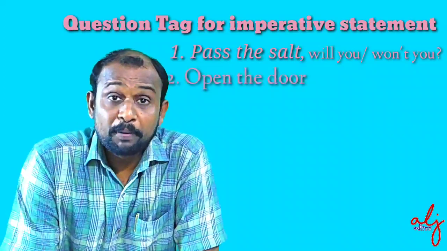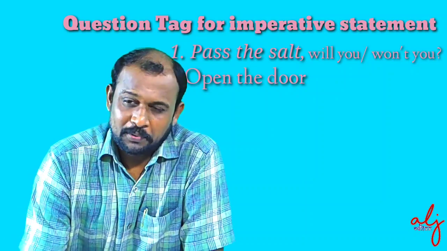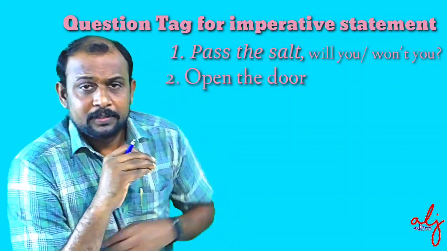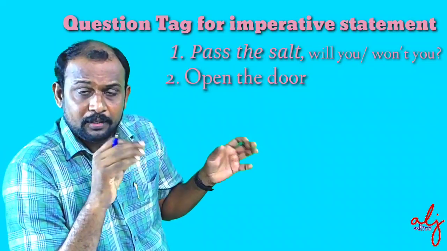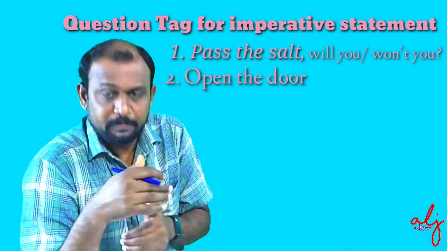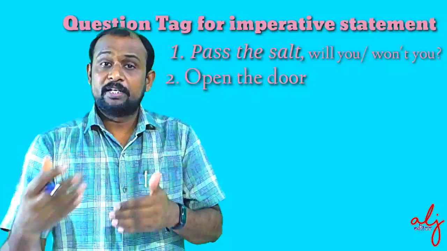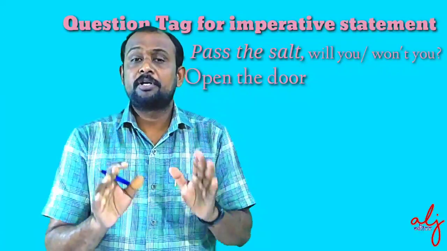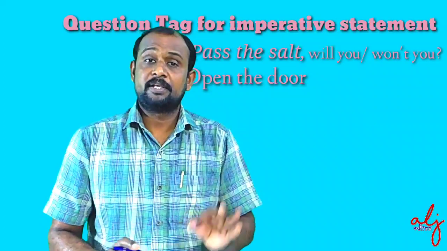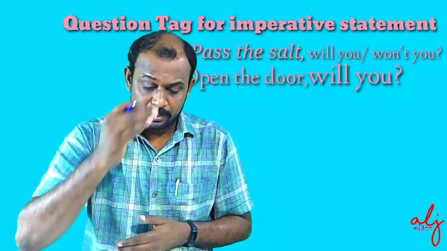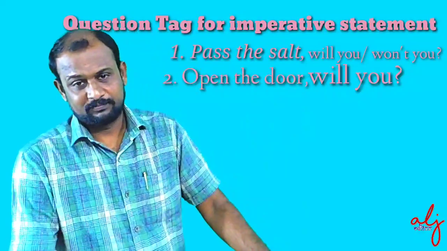Then open the door. You are commanding someone or you are asking someone, you are requesting someone. Again, this is an imperative statement. Okay, don't go for helping verbs. Of course, here there is no helping verb. Don't go for do, did, does as we did in the previous case. Here the only question tag you can use is will you or won't you. Better you prefer will you. Okay, so open the door, will you.